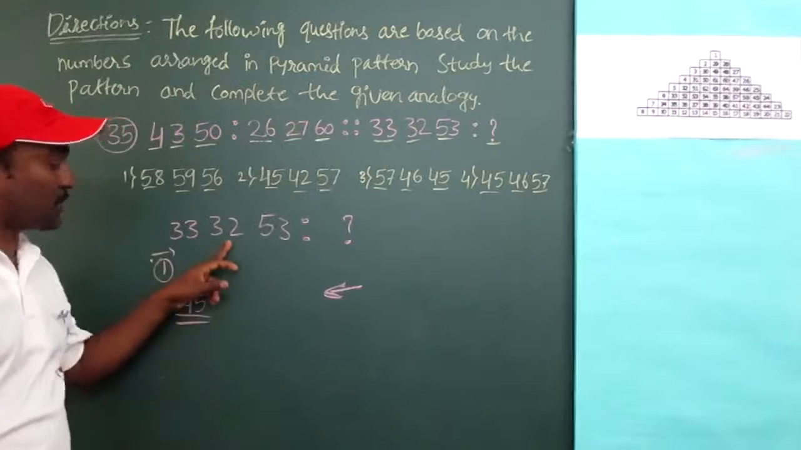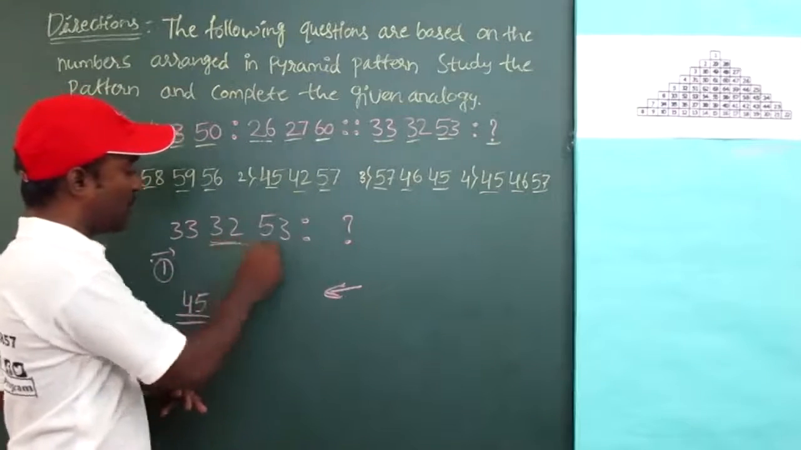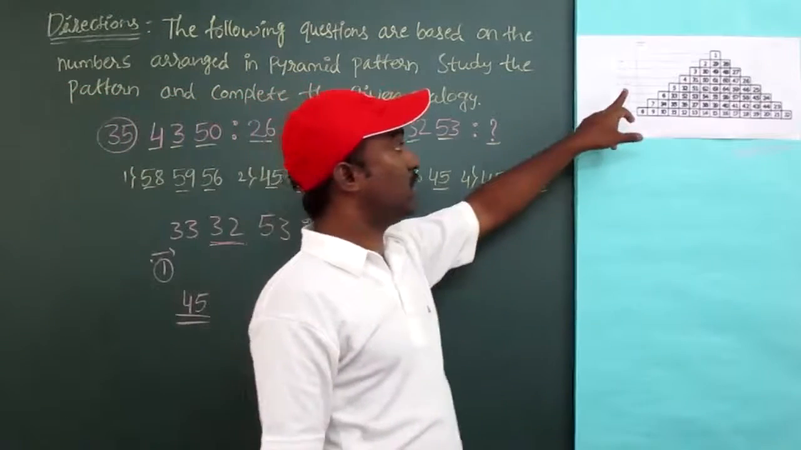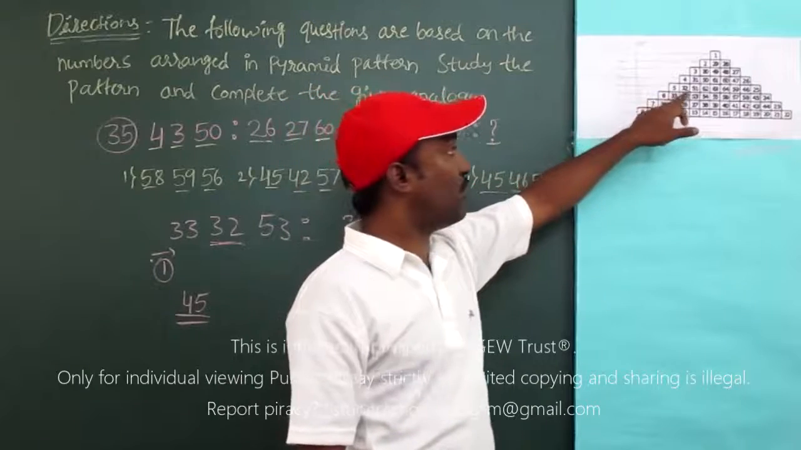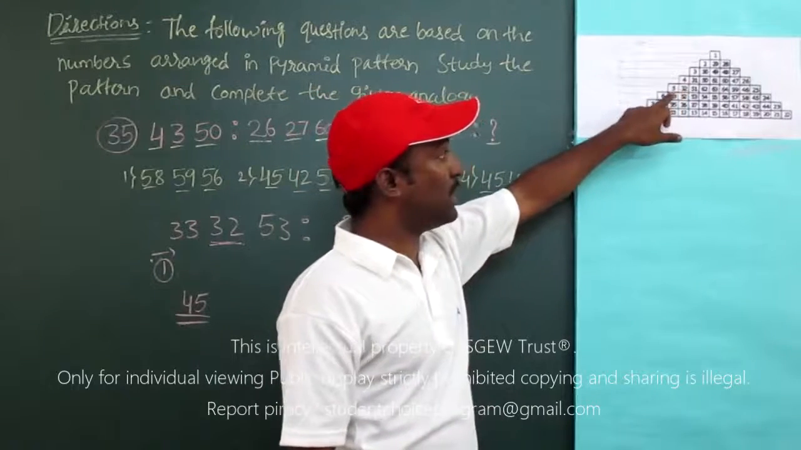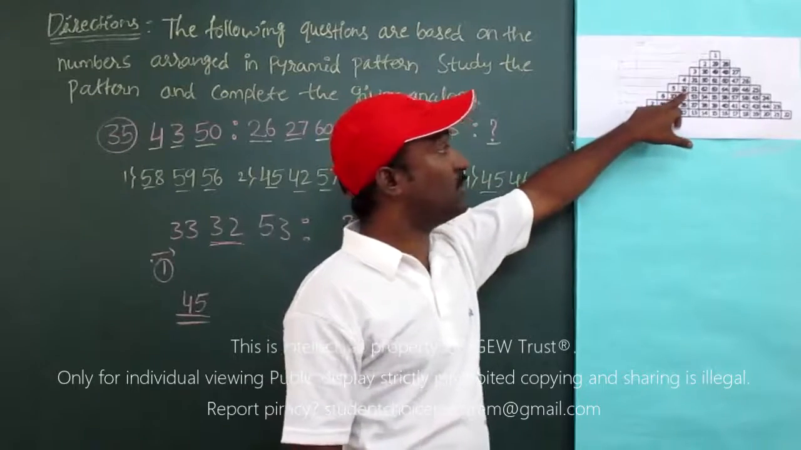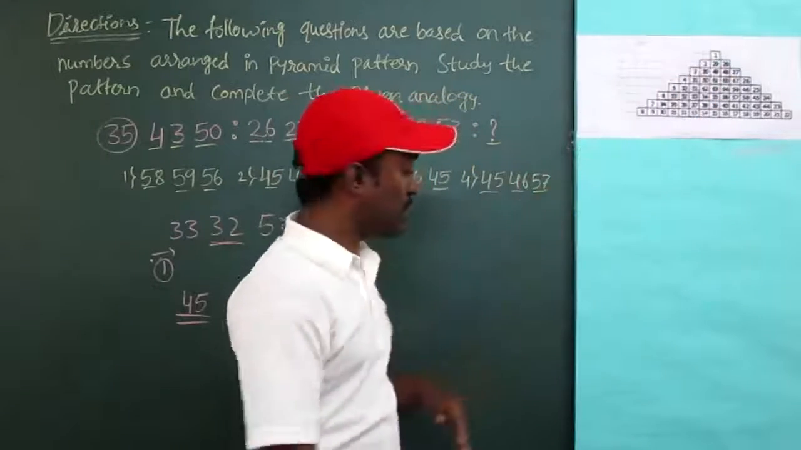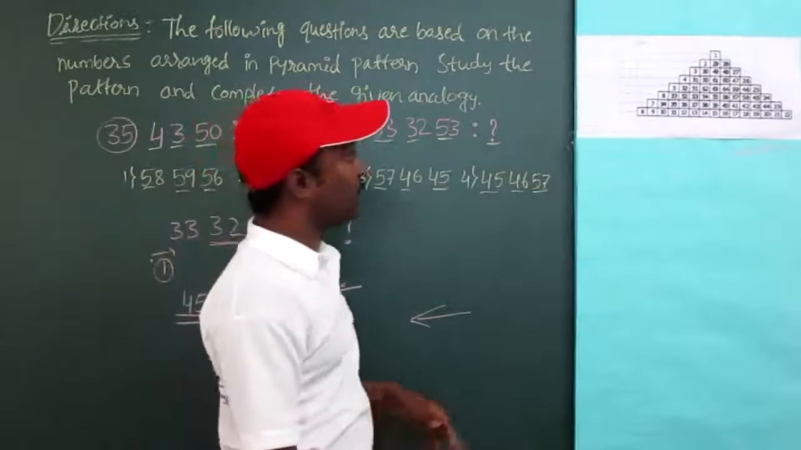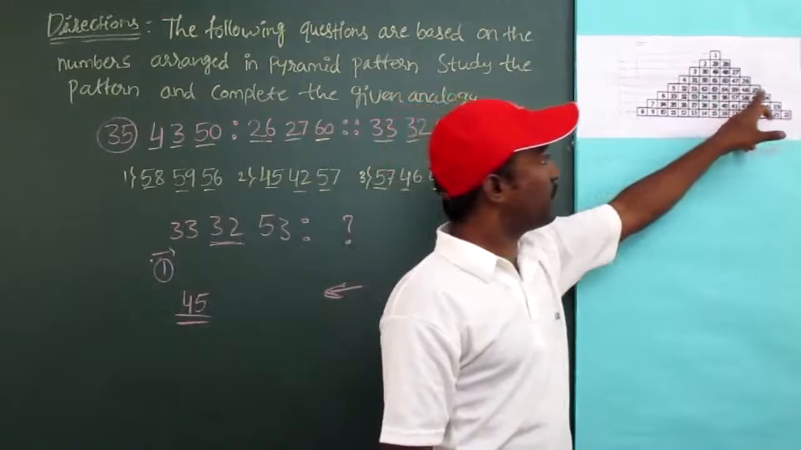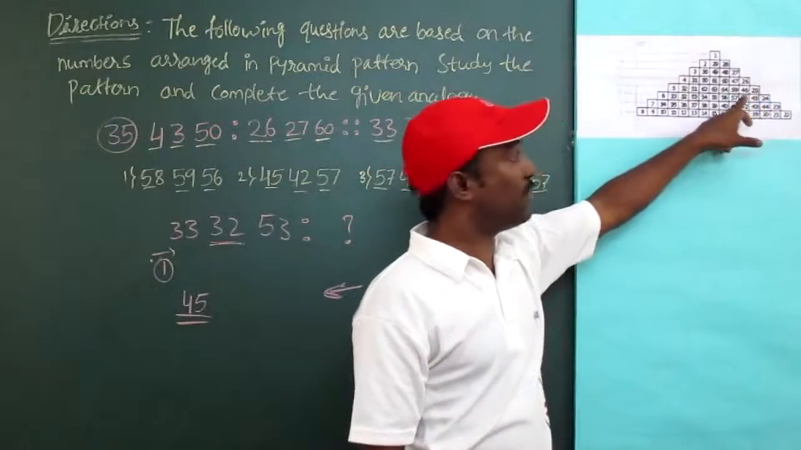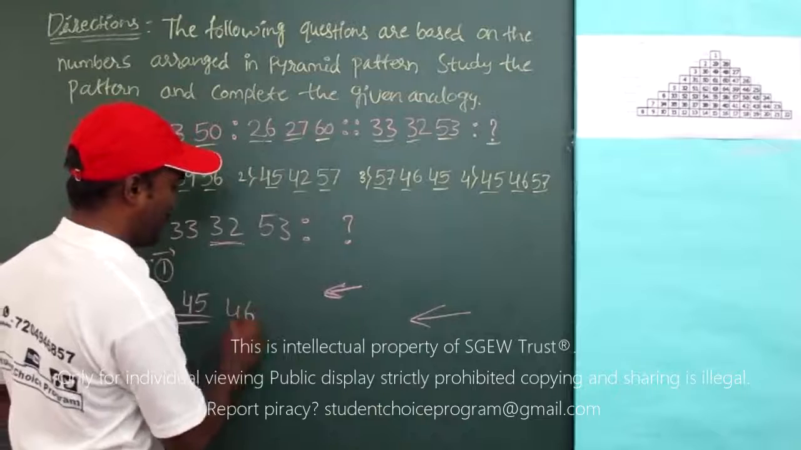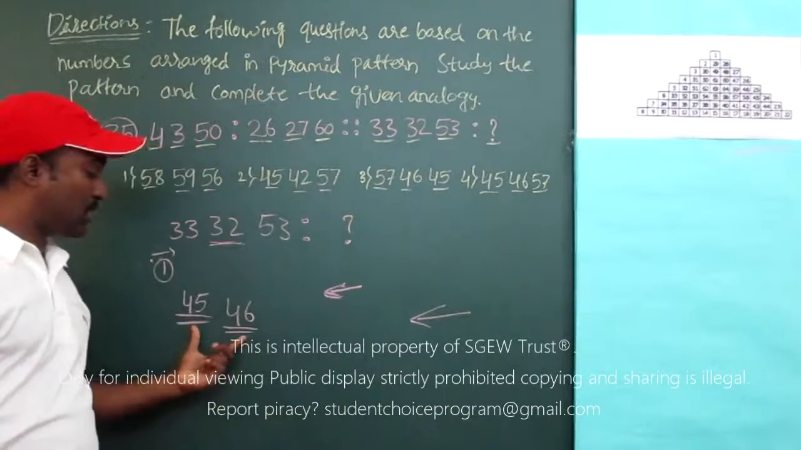Moving to the next number, 32. Locate this 32 in the pyramid. 32 is located at the 4th row, and only one number is left behind this 32. That should be done from the opposite direction. In the same row, you have to leave one number and then we find 46. And 46 will be my next missing number. So we got part of the answer.